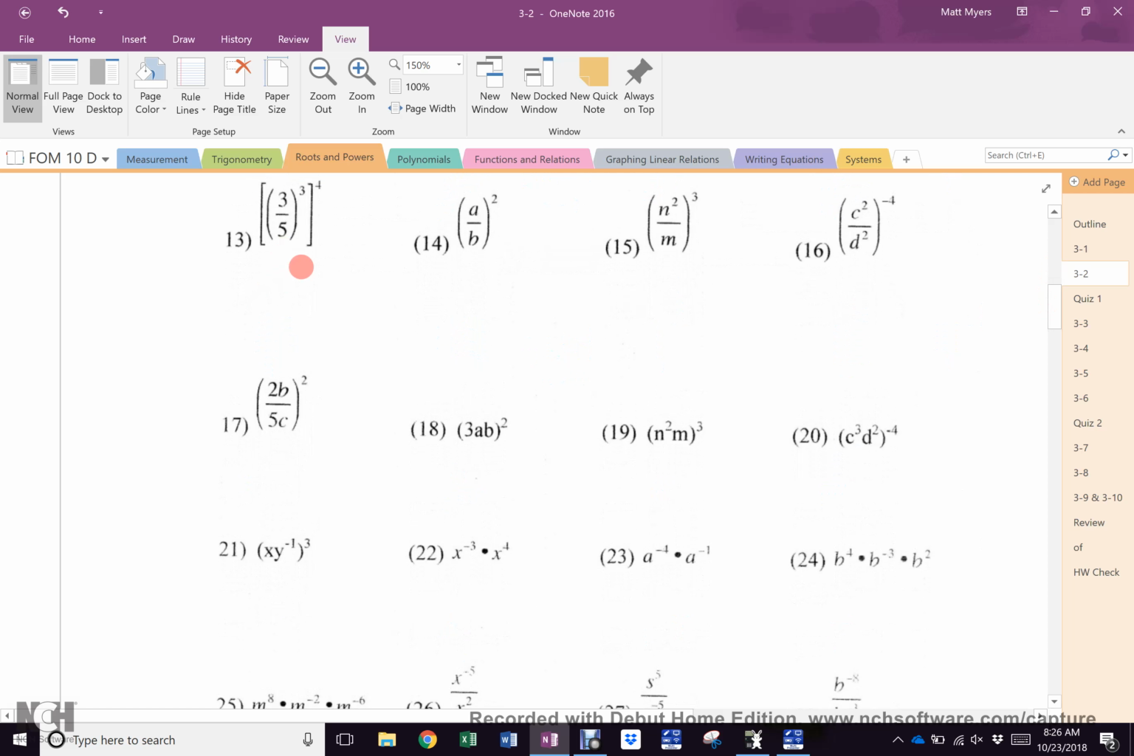Ethan, what's 13? 3 to the power of 12 over 5 over 12. Nice. Axel, now that you know what you're doing. A squared over B squared. Nicely done. Harvey, hit me.